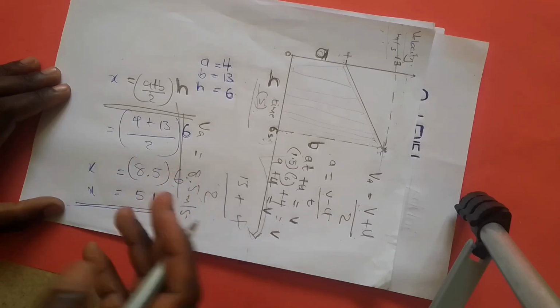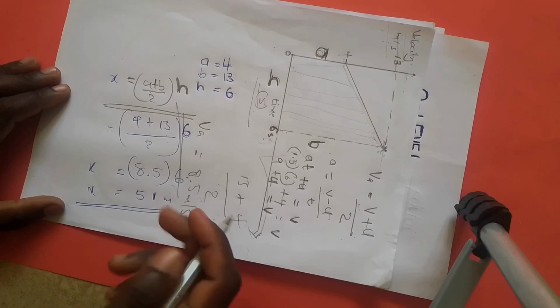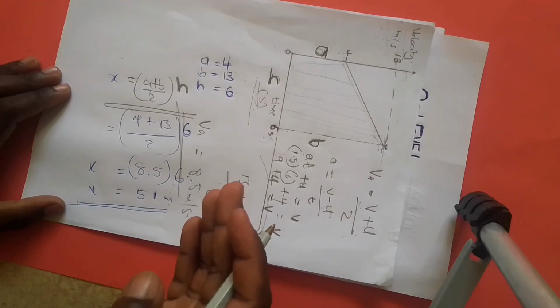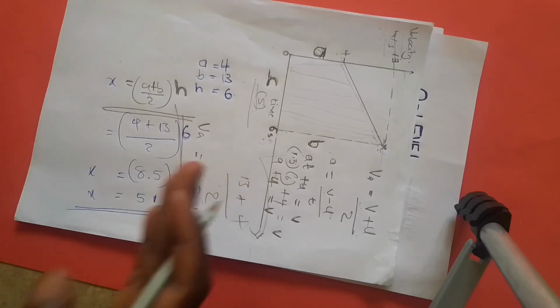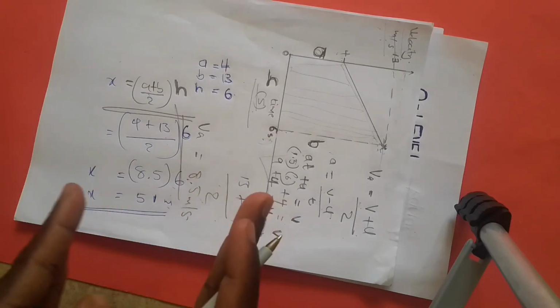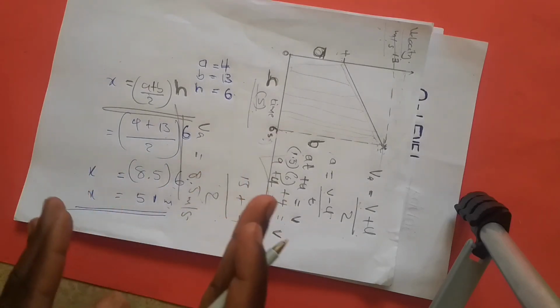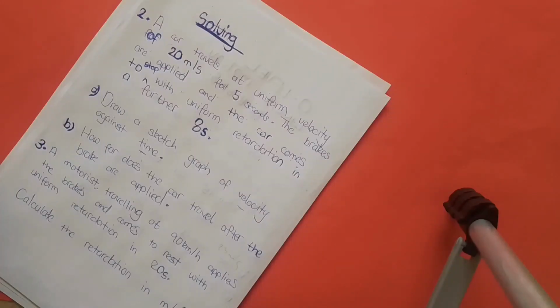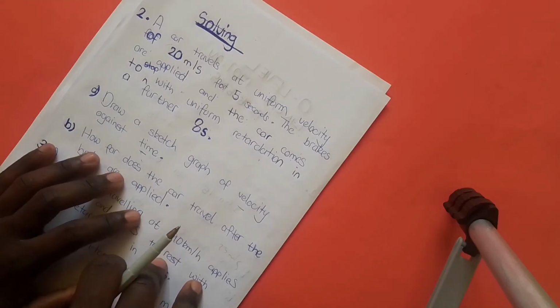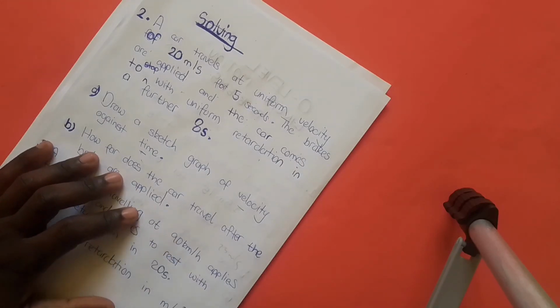So we are now moving on to the second question, right? Pay close attention to this graph. On the second graph, I'm going to be a little bit slower. Okay, so question 2 is very, very interesting. So I want you to pay close attention. Let me read the question.